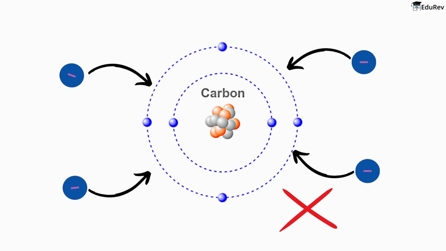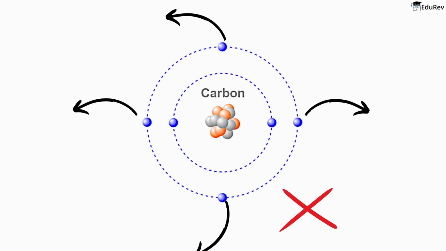The reason is that it cannot gain electrons because the size of carbon is small, and it cannot hold 4 more electrons. It cannot lose electrons because a lot of energy is required to lose 4 electrons. So the only option carbon has is to share electrons to form covalent bonds.